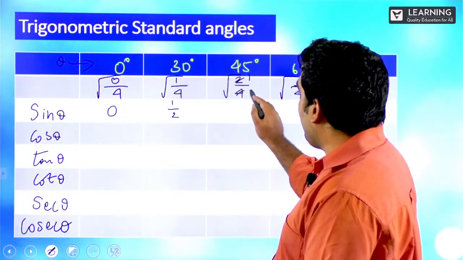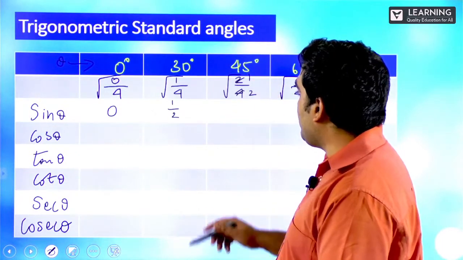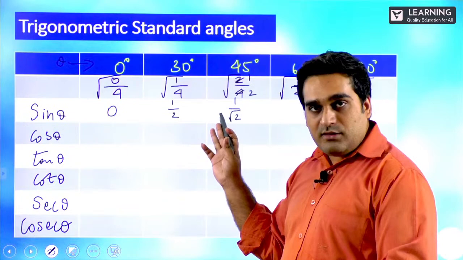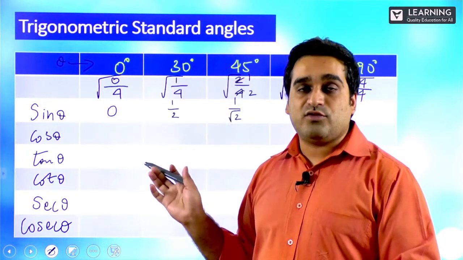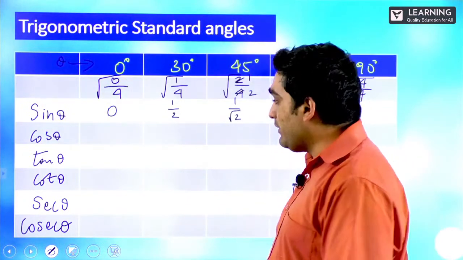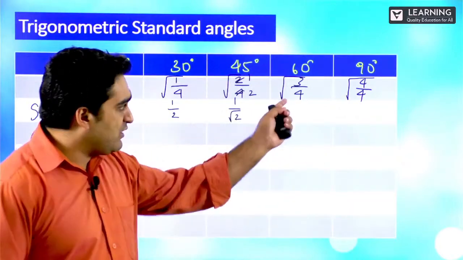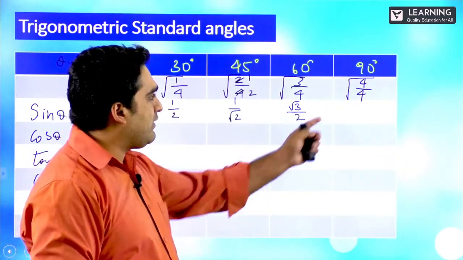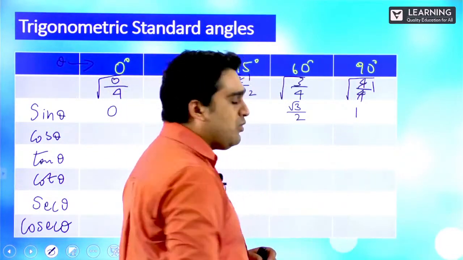Now 2 by 4 can be simplified as 1 by 2, because it is an equivalent form. So the square root of 1 by 2 is 1 by root 2. Why? Because the square root of 1 is 1, whereas 2 is a prime number, which means you cannot take its square root exactly. The square root of 2 is an irrational number, meaning it's non-terminating and non-recurring. Similarly, if you work out for 60 degree, root 3, again a prime number, root 3 by 2. And then you have 4 by 4, which cancels, giving you 1, and the square root of 1 is 1.